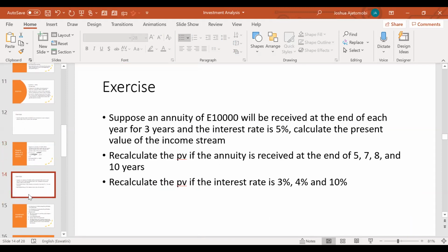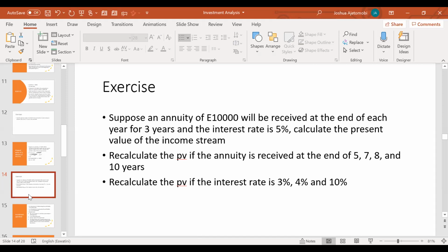So now let's try this exercise. Suppose an annuity of 10,000 Emalangeni will be received at the end of each year for 3 years, and the interest rate is 5%. Calculate the present value of the income stream. Then recalculate the present value if the annuity is received at the end of 5, 7, 8, and 10 years. Then recalculate the present value if the interest rate is 3%, 4%, and 10%.